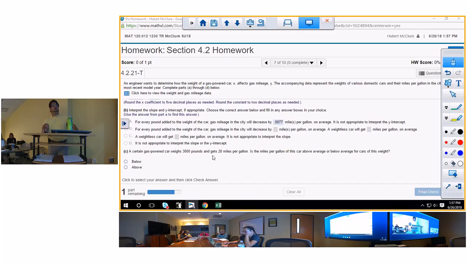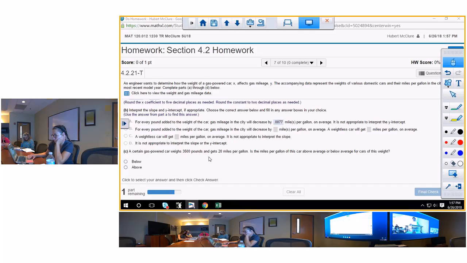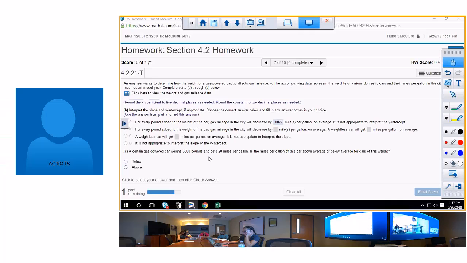Multiply 3,500 by 0.0077. What are you doing, though? Tell me what you're doing. Are you plugging it into the formula? You're not? Well, look at it. A certain gas-powered car weighs. Well, what is weight? That's the weight of the car, right? So look at 3,500 on your graph.